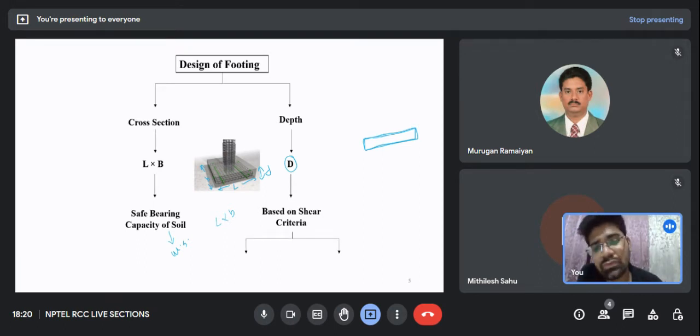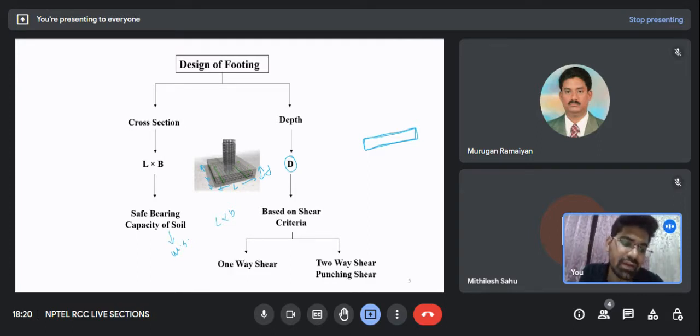Two types of shear can act upon the footing. Those are one-way shear and two-way shear, which can also be called punching shear. Now just answer me one question.